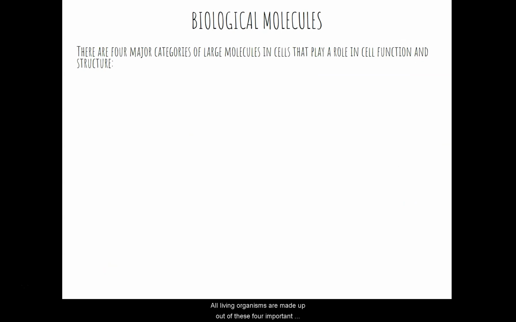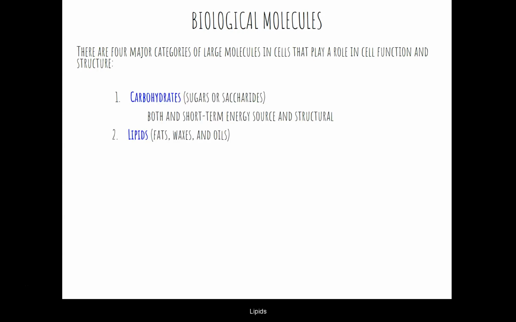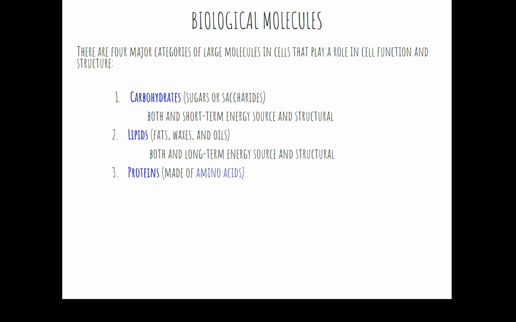All living organisms are made up out of these 4 important biological molecules, major categories. We have carbohydrates, we've got lipids, proteins, and nucleic acids. Carbohydrate means carbon with water. These are sugars or saccharides, and they're important for short-term energy sources and structure.